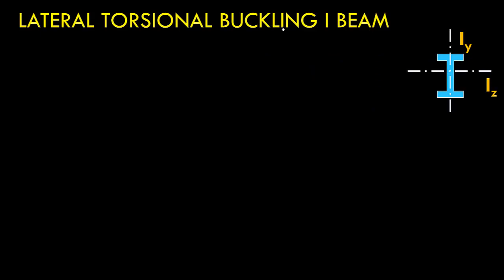So let us consider an I cross section, and in this case you can see there are two axes, one is the Z axis, another is the Y axis. The moment of inertia about the Z axis is relatively larger than the moment of inertia about the Y axis. That's why the Z axis is often called the major axis or strong axis, and the Y axis is called the minor axis or the weak axis. The reason for the larger moment of inertia about the Z axis is that most of the mass is away from the axis, and that contributes more to the moment of inertia.